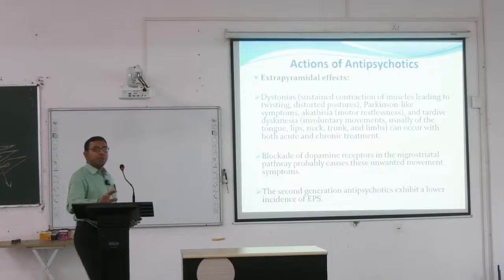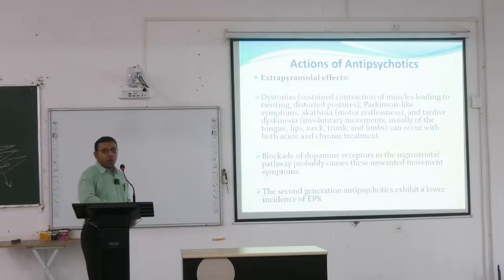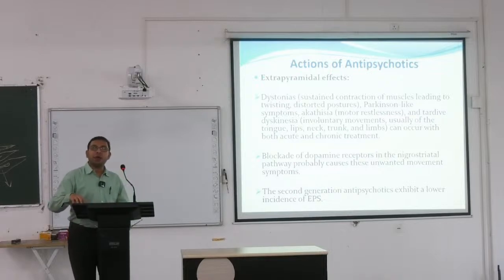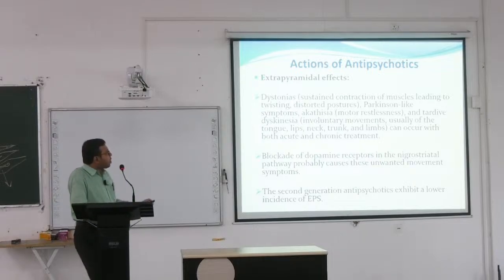Extrapyramidal effects, this is important. So different types of movement disorders like dystonia. What is dystonia? That is the sustained contraction of the muscle leading to twisting or distorted postures. Extrapyramidal symptoms of the antipsychotic drug is an important topic that can come to a viva or your theory questions also. So these are the extrapyramidal effects: dystonia, Parkinson-like symptoms like Parkinsonism, akathisia.